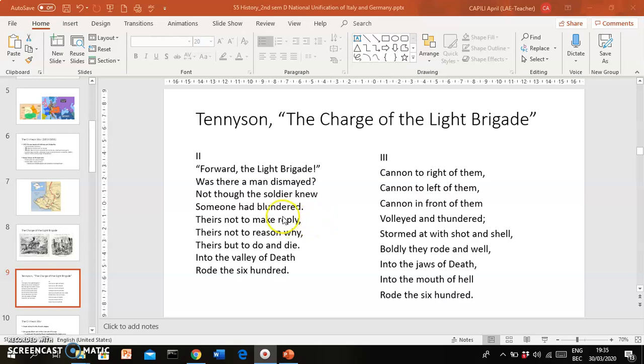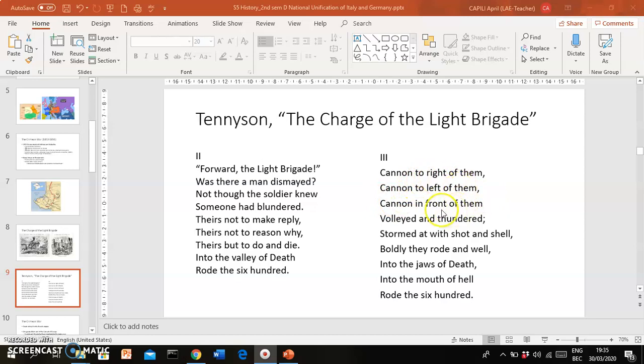Forward the Light Brigade, was there a man dismayed? Not though the soldier knew someone had blundered, dares not to make reply. So it wasn't the soldier's job to reply to question, there's not to reason why, there's but to do and die into the valley of death rode the 600.